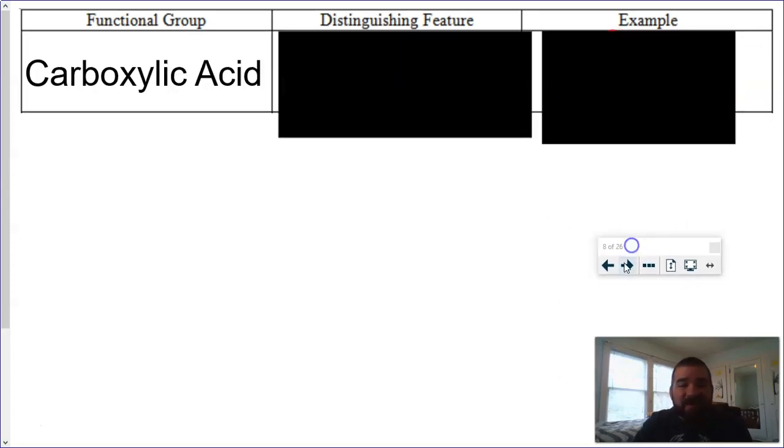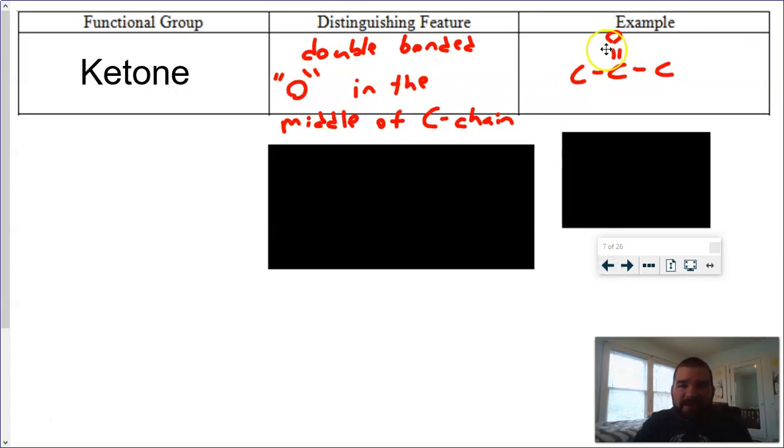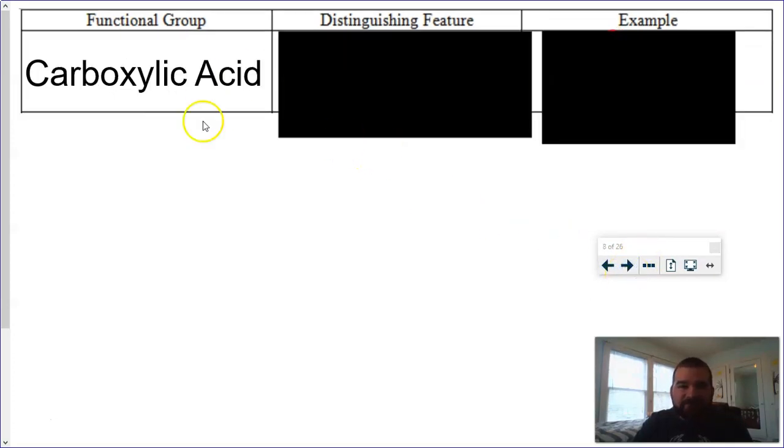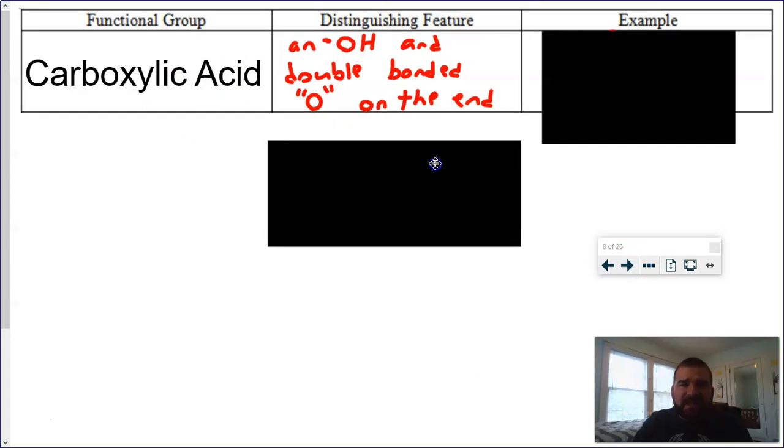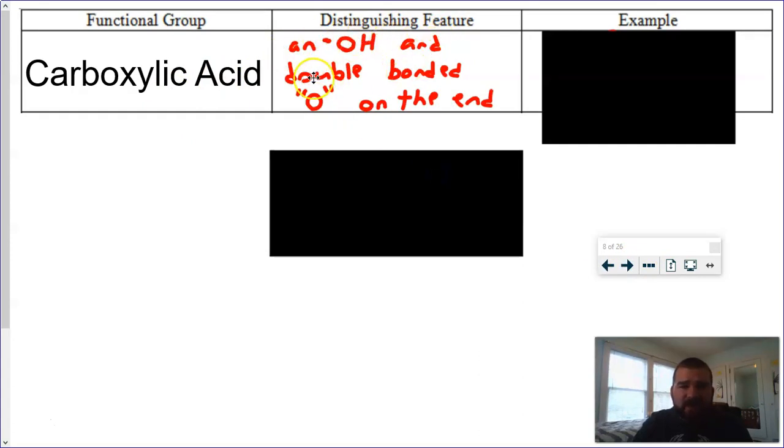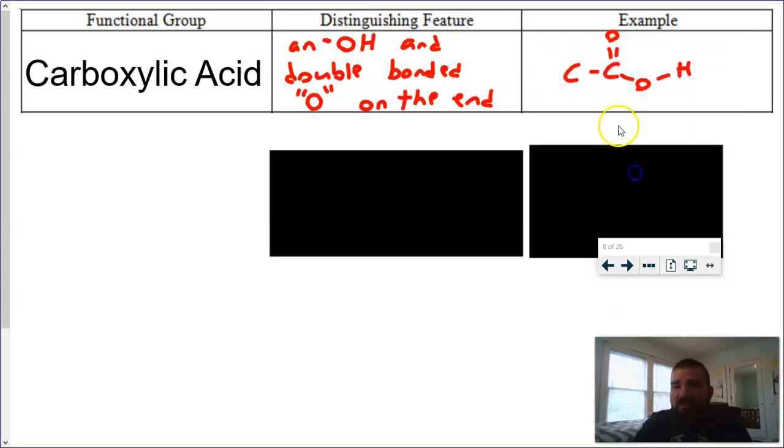Anyway, so yeah, sorry. Ketone is a double bonded oxygen in the middle of your carbon chain. Carboxylic acid. This is when you have a hydroxide, OH, and a double bonded oxygen at the end. So these 2 things come in tandem. They have to come together. You have a hydroxide group and a double bonded oxygen at the end of a chain. So this is going to look like this.